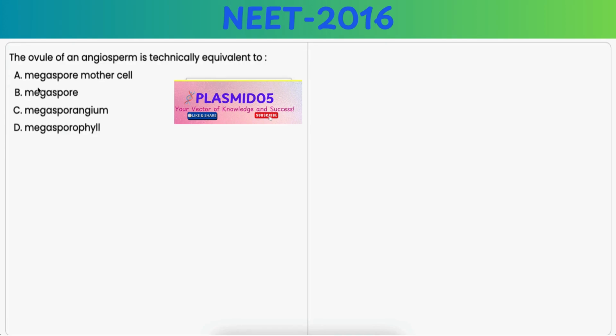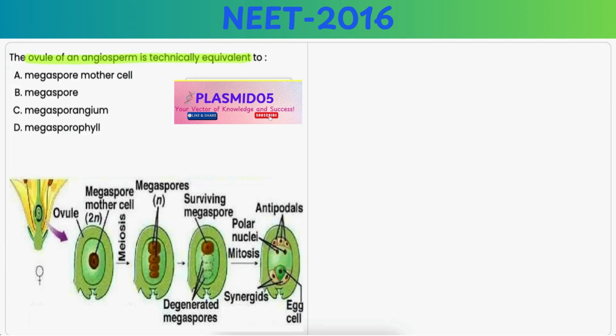The ovule of an angiosperm is technically equivalent to option A, megaspore mother cell. It is incorrect because the megaspore mother cell is a single diploid cell inside the ovule that undergoes meiosis to produce 4 haploid megaspores. So it is only a part of the ovule and it is not equivalent to the entire ovule. Option B, megaspore. It is also incorrect because it is a haploid cell that develops from the megaspore mother cell after meiosis, and it is one of the cells within the ovule but does not represent the ovule as a whole.